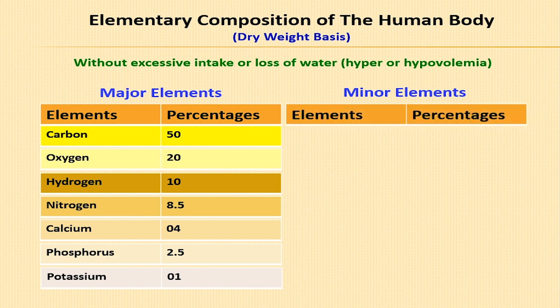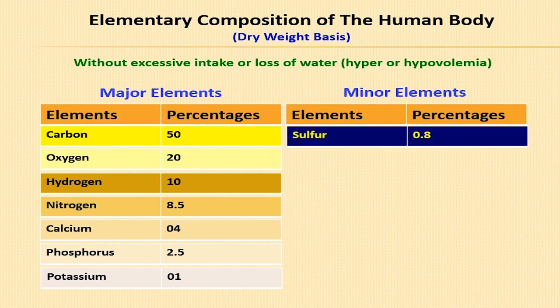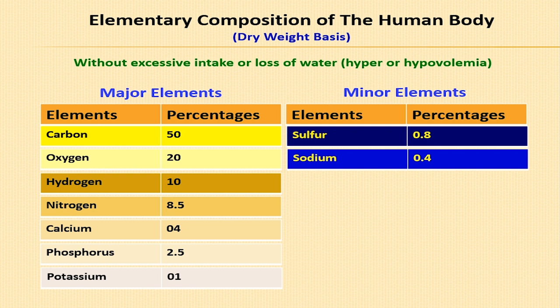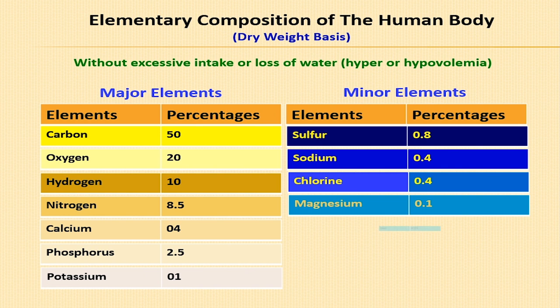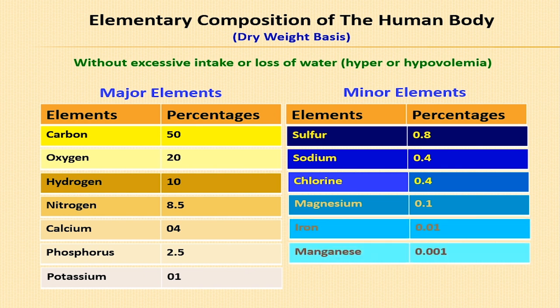Now we'll see the minor elements, which are present in minor concentrations or percentages. These include sulfur, which is 0.8%, sodium 0.4%, chlorine 0.4%, magnesium 0.1%, iron 0.01%, manganese 0.001%, and iodine, which is present in a very low percentage, 0.0005%. So the major elements present in the human body are carbon, oxygen, hydrogen, nitrogen, calcium, phosphorus, and potassium. Some of the minor elements are also present, as shown in the table.